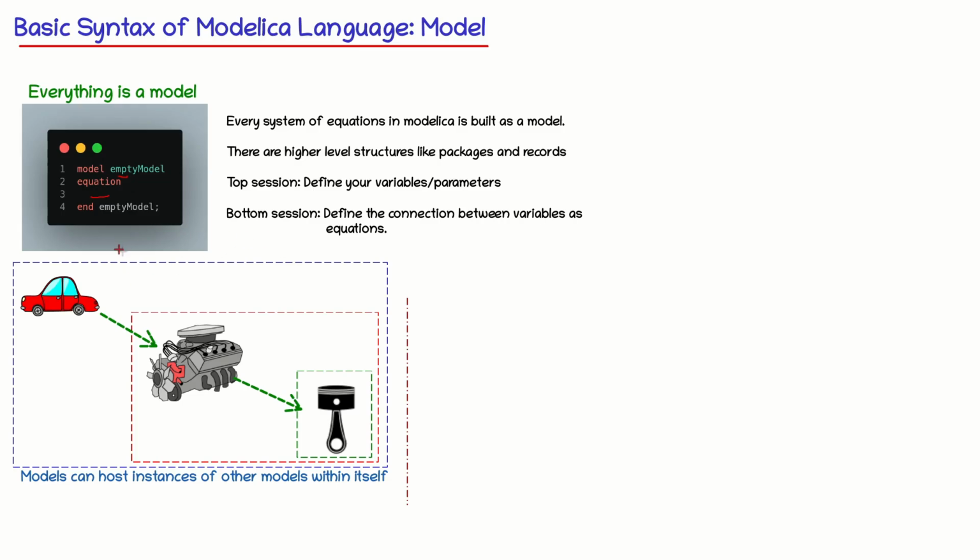Now, a model in Modelica resembles the class concept in object-oriented programming, where we can create classes to represent models of physical objects. And models can contain instances of other models. For example, the model of a car can contain an instance of an engine model. The engine model can contain an instance of a piston model. So this helps in building systems of systems and arranging simple components to form complex systems in Modelica models.